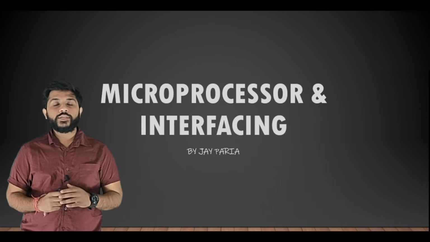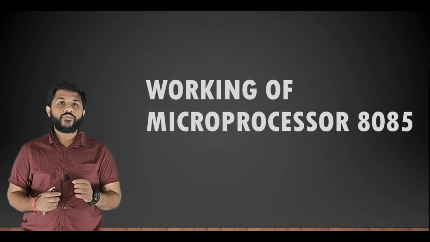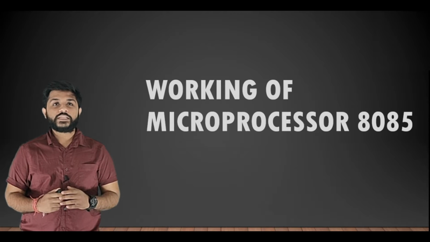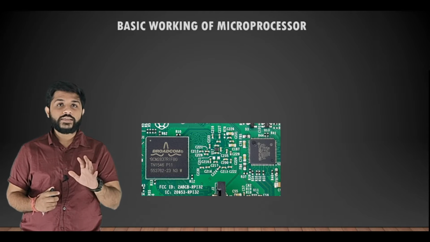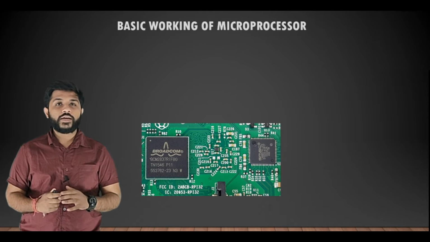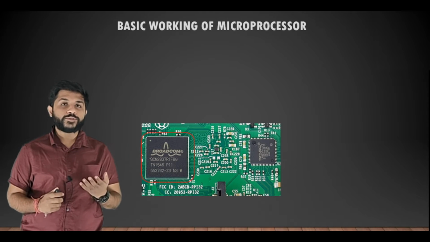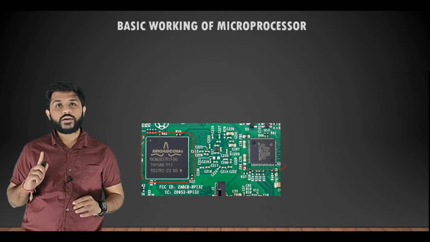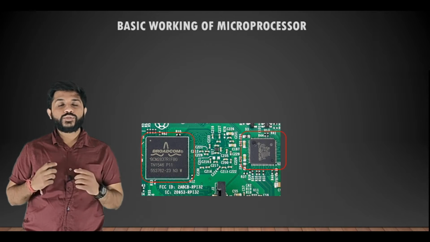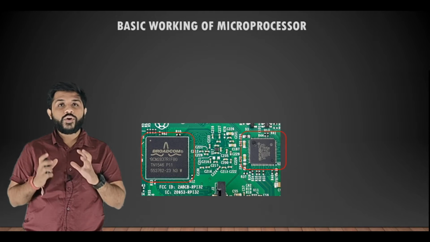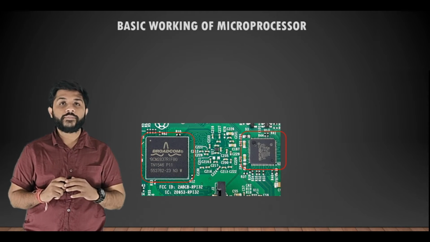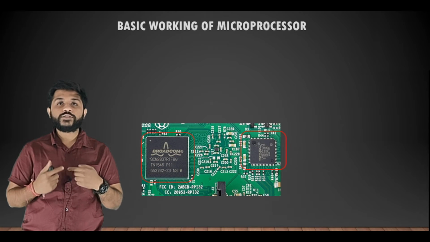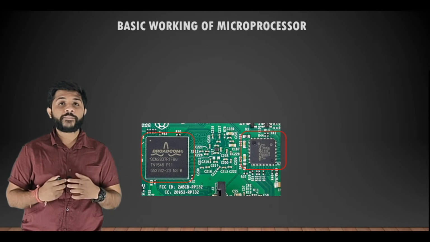Today we are going to see the working of the microprocessor 8085. So let's start. As you can see on the screen, there is a chip. On that you can see there is one microprocessor and there is a memory. When you program the microprocessor, all the instructions will be stored onto that memory, and the processor will start reading those instructions from the memory.